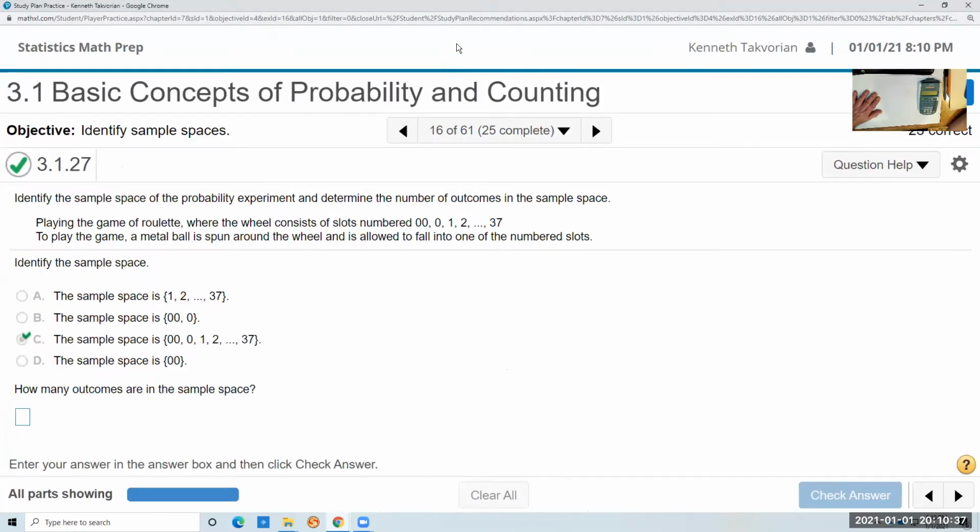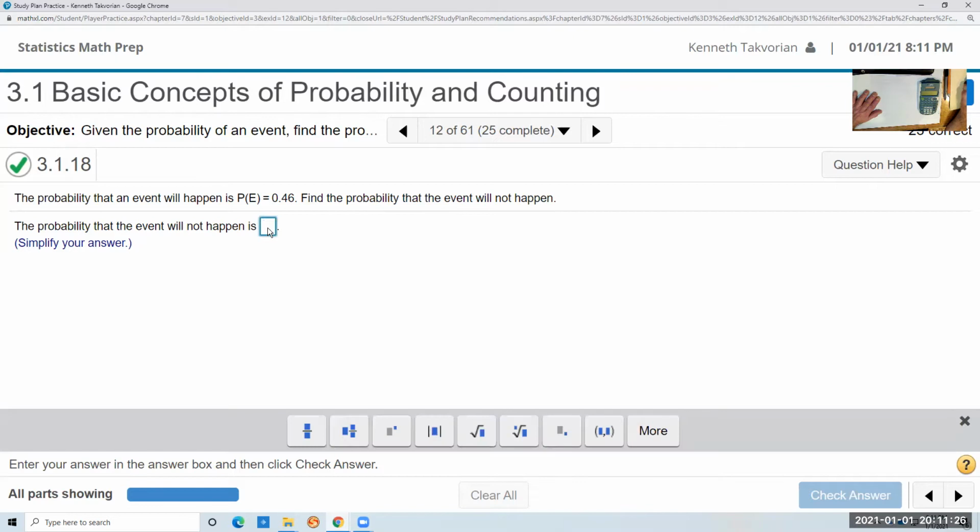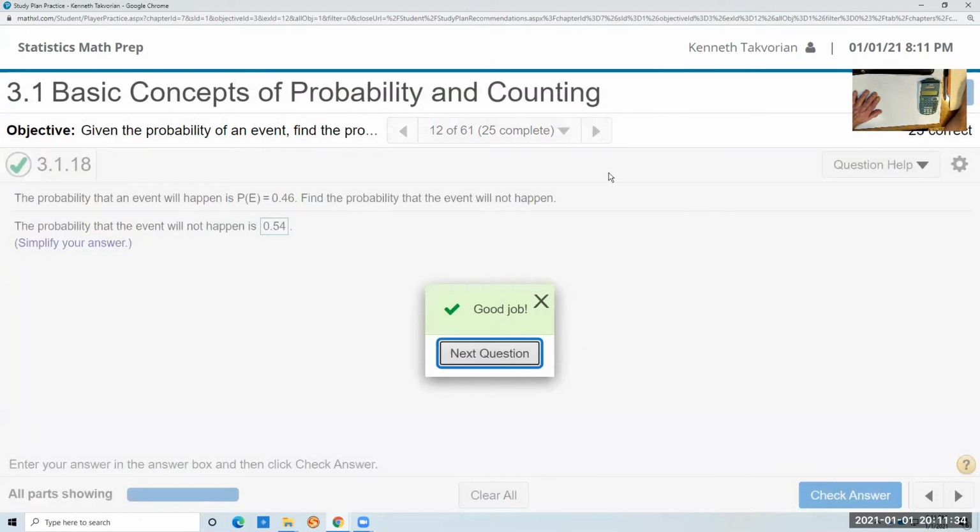Let's look at another problem. This problem reads, the probability that an event will happen, P of E, is 0.46. Find the probability that the event will not happen. Basically, we're looking for the complement, and the total probability of both happening and not happening should be 1. So if we take 0.46 away from 1, we have a calculation, decimally, of 0.54. Checking my answer, we got that one right.